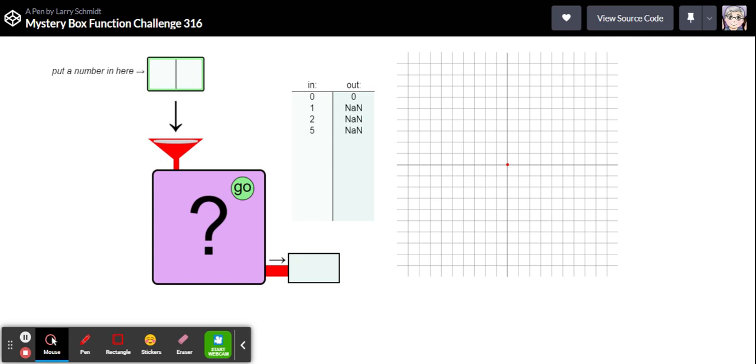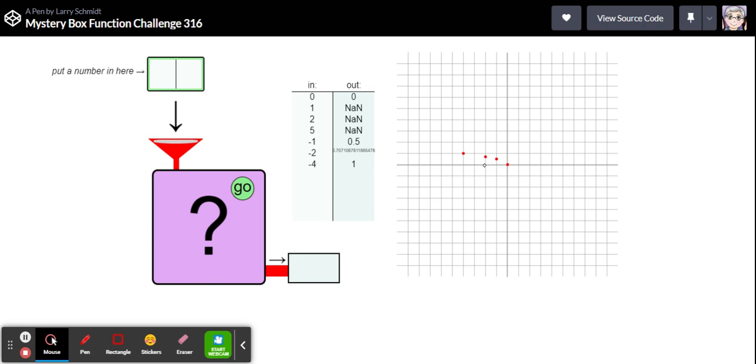Let's go negative and see what happens. I'm going to put in a negative 1. Okay, so that gives me a value. How about negative 2? And I'm going to put in negative 4. Okay, so I think we've got enough to work this out.